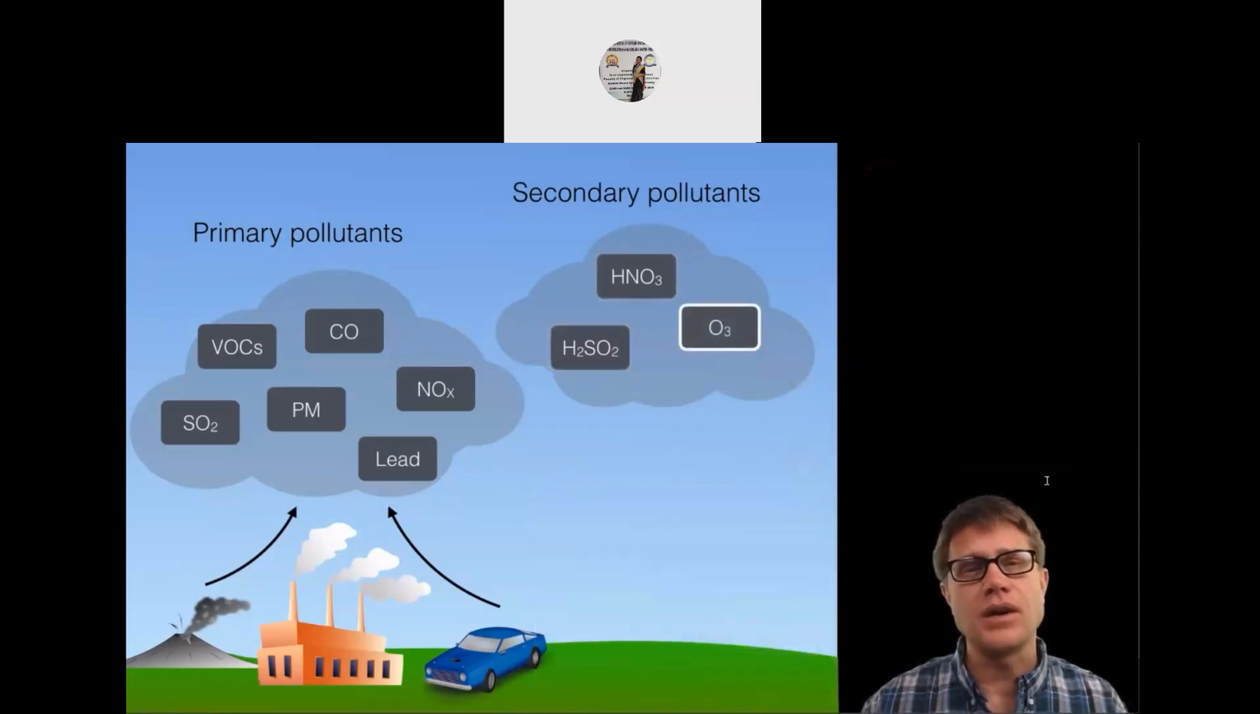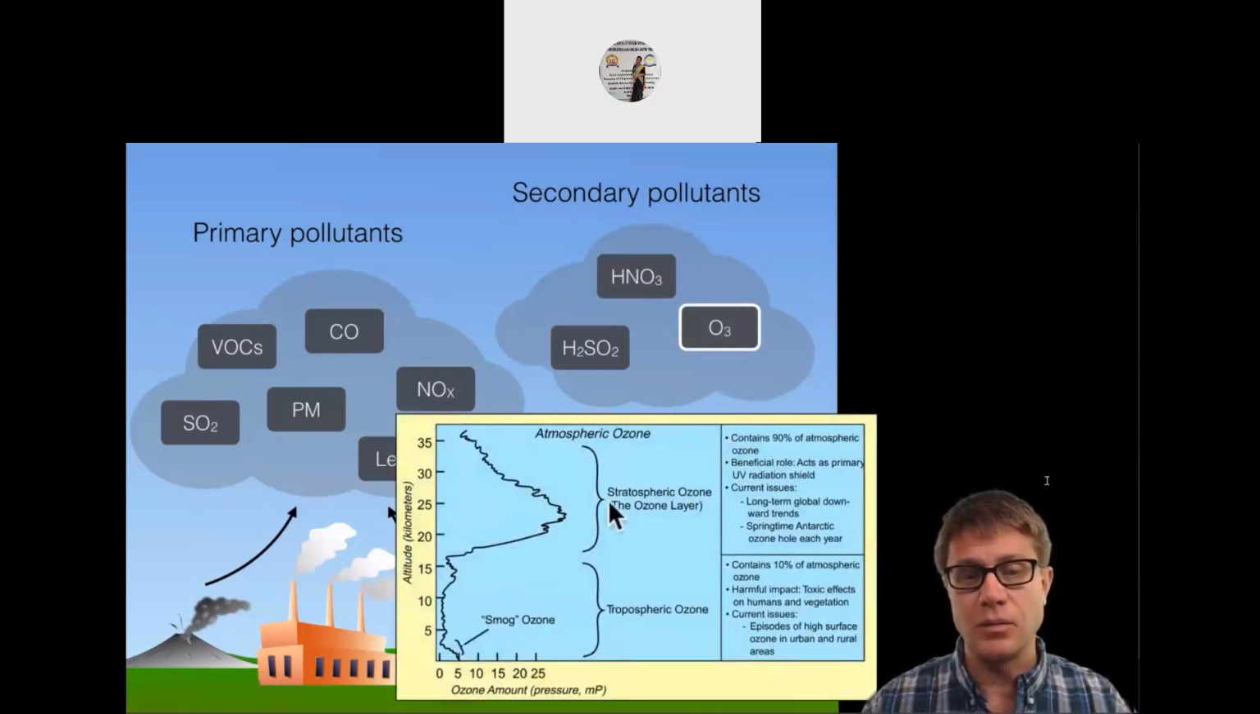Ozone, we've talked about before, can be good. And so if we look at the stratosphere, way up here in the stratosphere, remember the ozone, which is produced naturally, is blocking harmful UV rays.